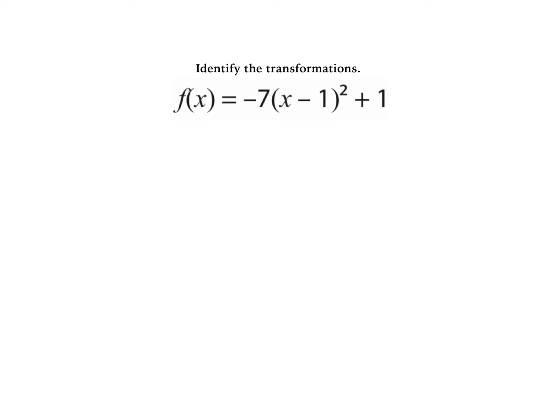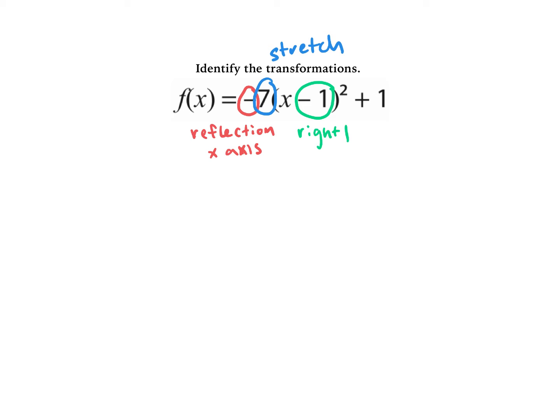All right, in the next one, we have a few transformations going on. So this negative on the outside, what does that do? Reflection on the x-axis. All of these will always be a reflection on the x-axis. So you could say a reflection on the x-axis or just a reflection if you want. What does the 7 being multiplied on the outside do? Stretch. What about the -1 on the inside? Right 1. And then +1 on the outside? Up 1.